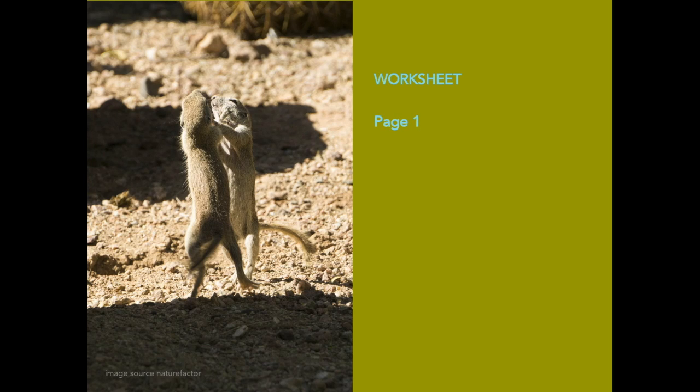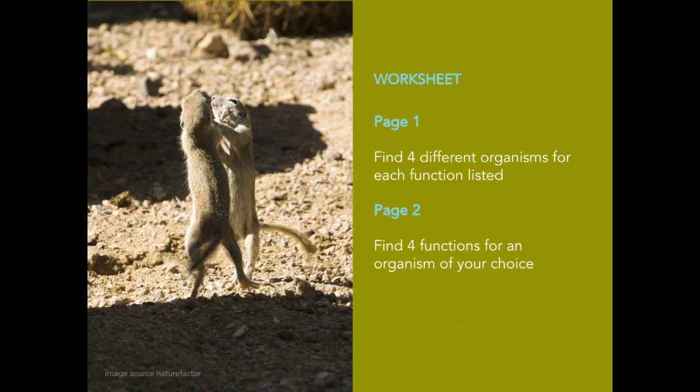Now, on the resource page on naturefactor.com, you will find a worksheet. This worksheet has 2 pages. On the front, you're asked to find 4 different organisms for one function listed. And on the second page, you will find 4 functions for one organism. So go outside and have some fun with this, and then come back for part 2.